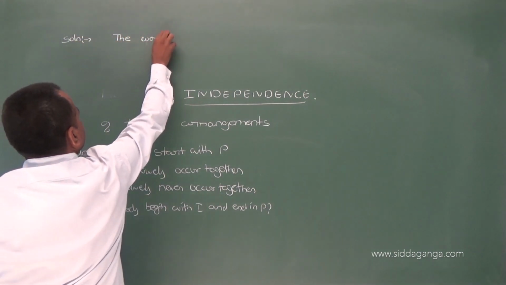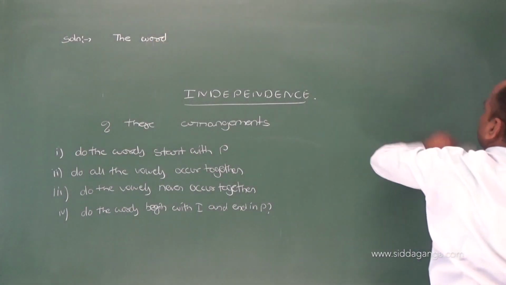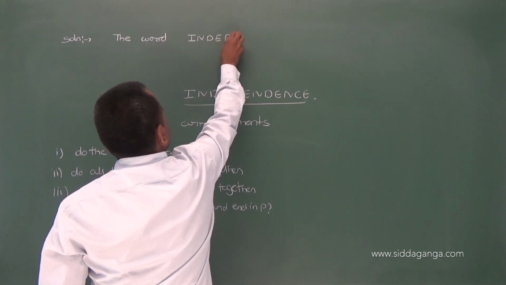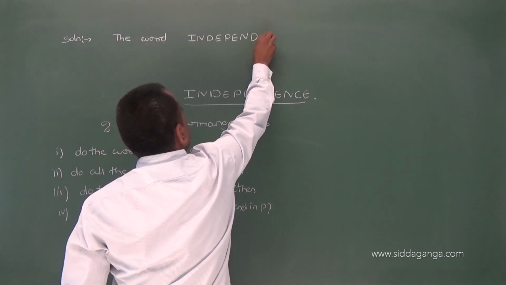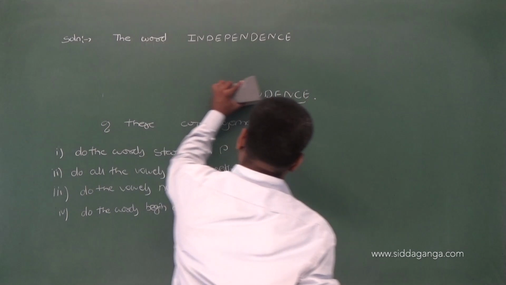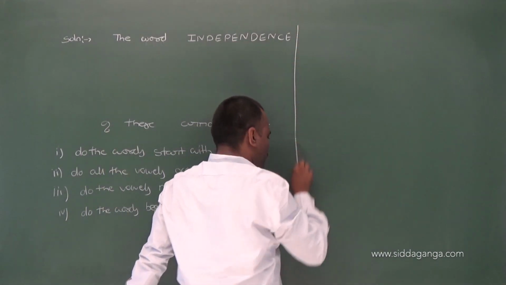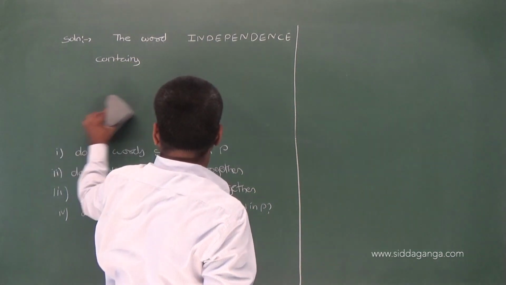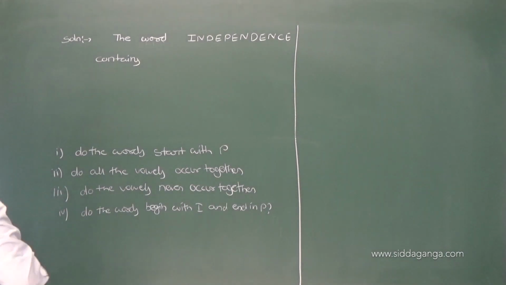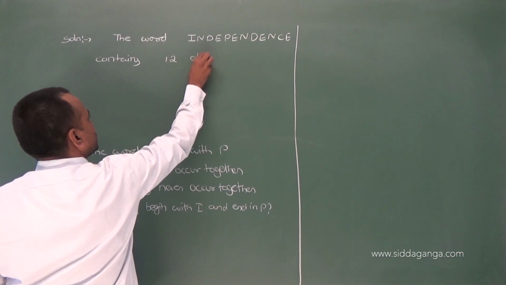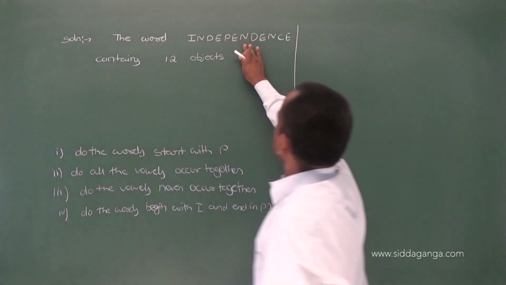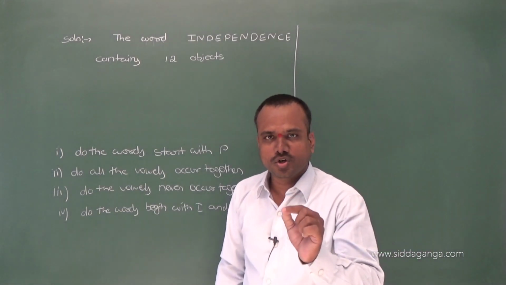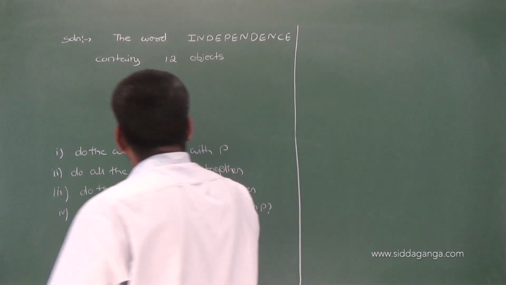The word INDEPENDENCE contains how many objects? 12 objects. Okay.